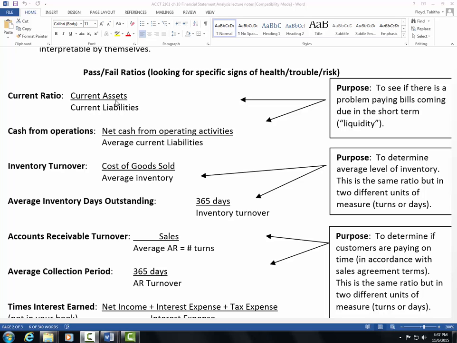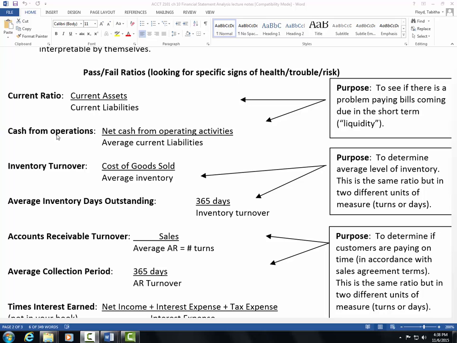You want it to be 1 or higher. If you have a ratio of exactly 1, then that means your current assets exactly equal your current liabilities. So anything over 1 would indicate that you had more current assets than you do current liabilities.